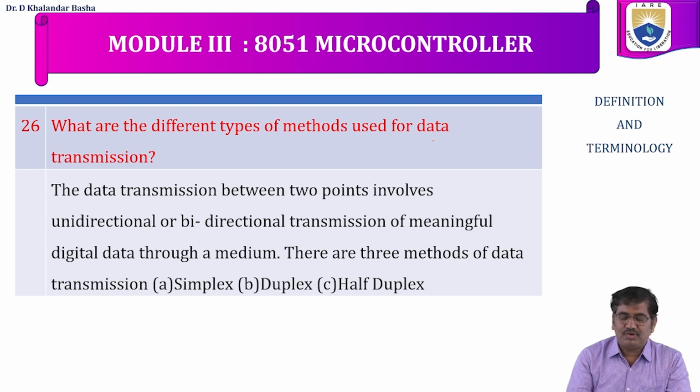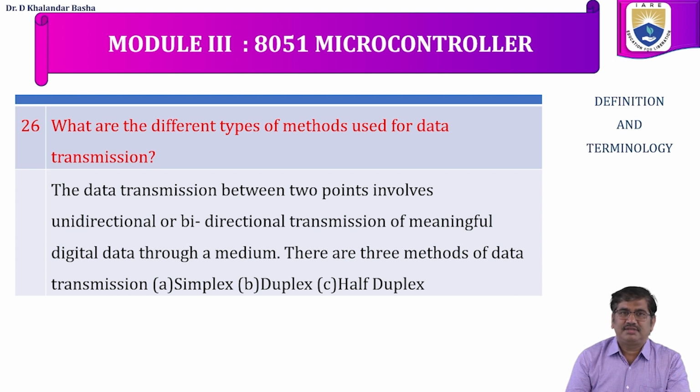What are the different types of methods used for data transmission? Data transmission between 2 points involves unidirectional or bidirectional transmission of meaningful digital data through a medium. There are 3 methods of data transmission: simplex, half duplex, or full duplex. In simplex, the data transmission takes place in only one direction, from sender 1 to sender 2. No data transmission takes place from sender 2 to sender 1.